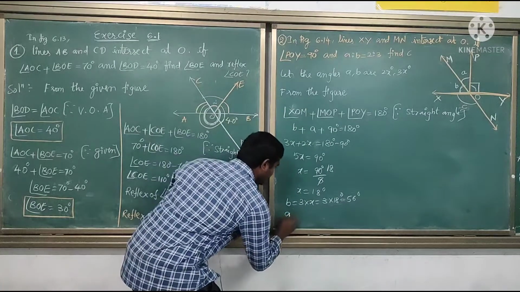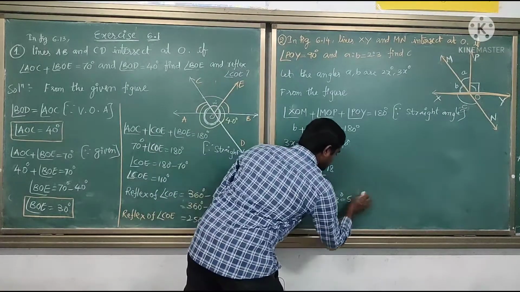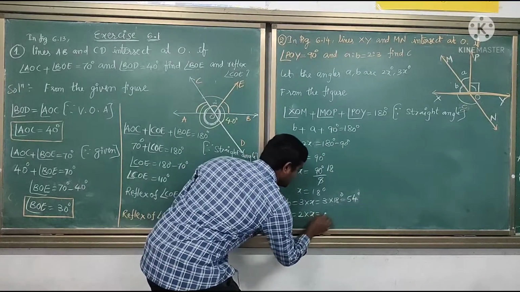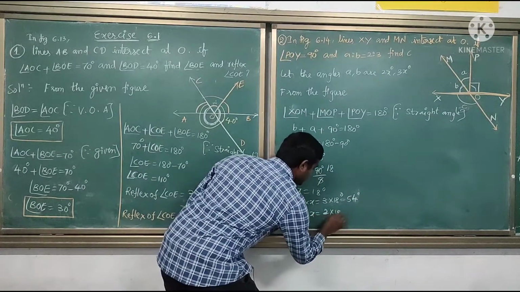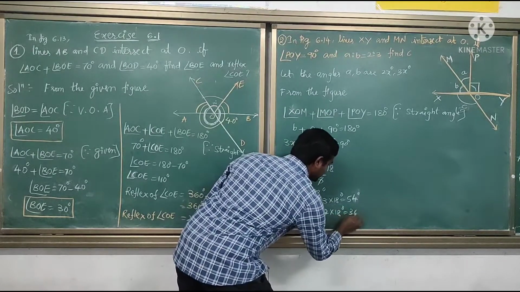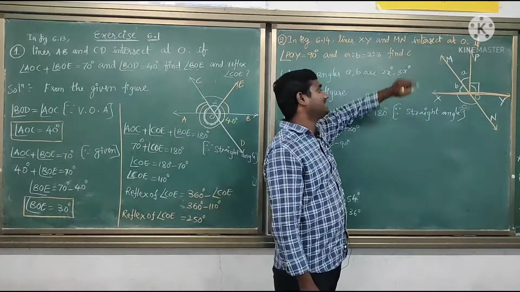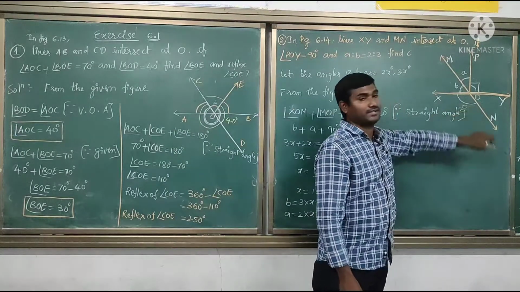Next, A equals 2x, which is equal to 2 into 18 degrees, which is equal to 36 degrees. Yes, so what we need to find is C. Where is angle C? C is here.